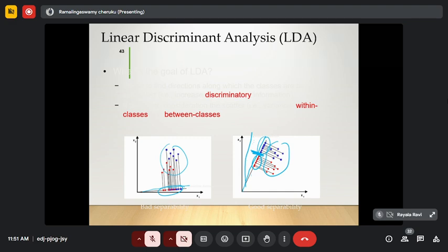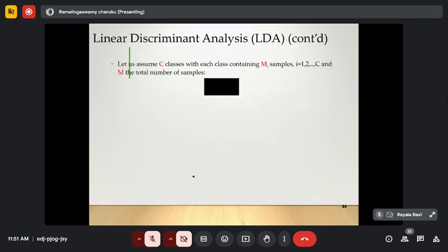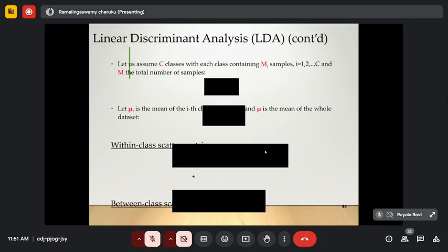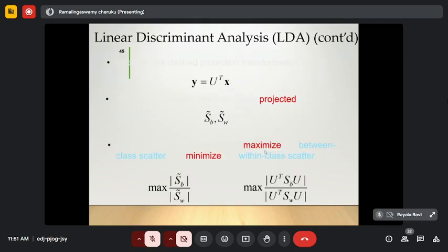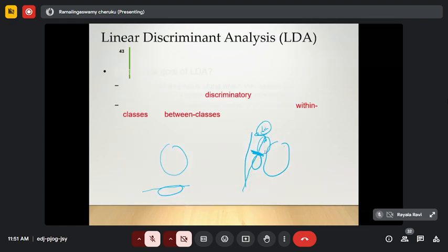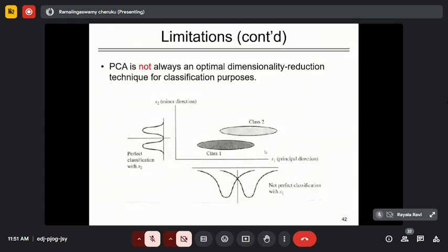So the idea of LDA is to find the line such that when I project all the points onto this line, I can differentiate the points clearly. That is all about LDA, linear discriminant analysis. Whereas in PCA, there is some problem. I'm stopping my discussion here with just an introduction to LDA. We have only a few minutes left.